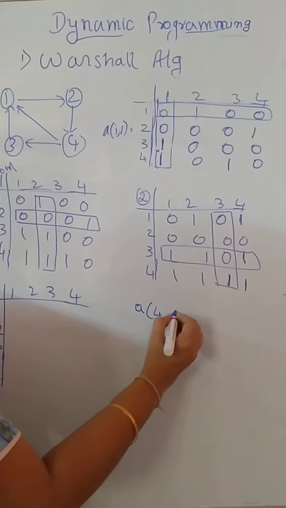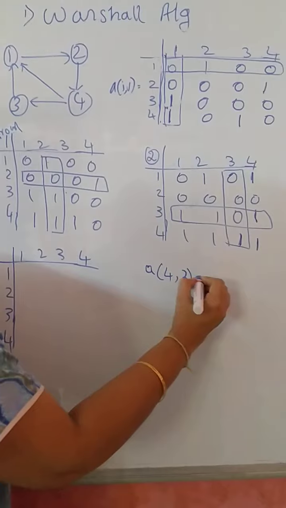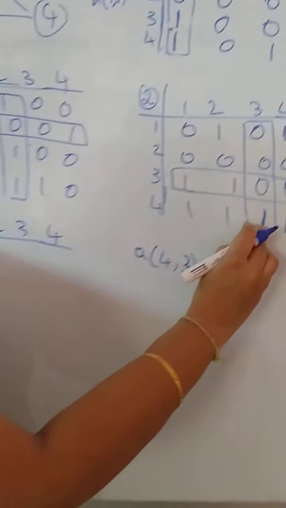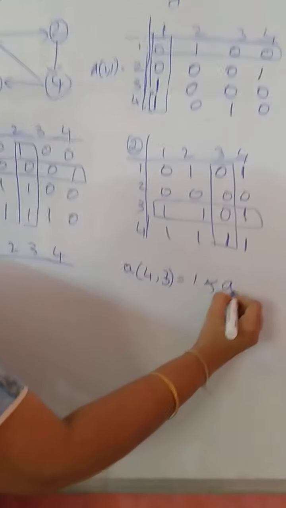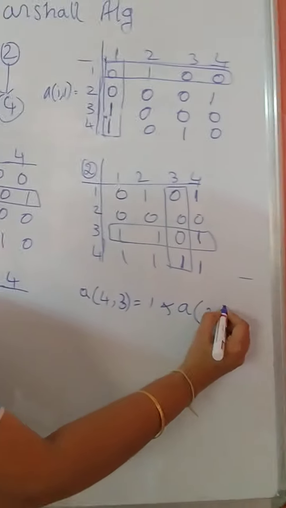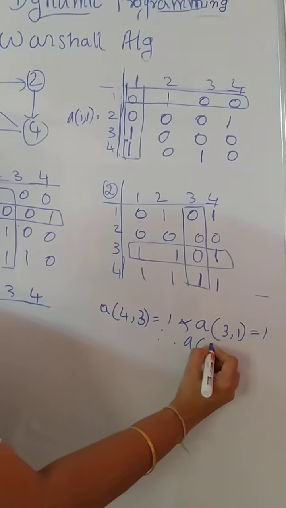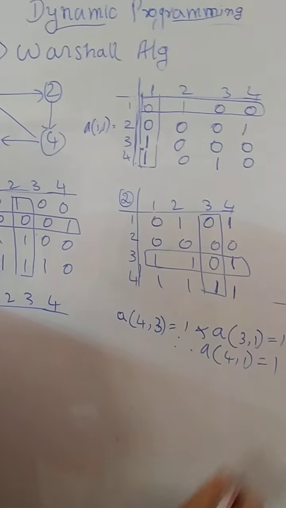This 1 means A of 4 to 3 is equal to 1, and you repeat it with this one. This one means A of 3 to 1 is equal to 1. So there is a path, A of 4 to 1 will be equal to 1.